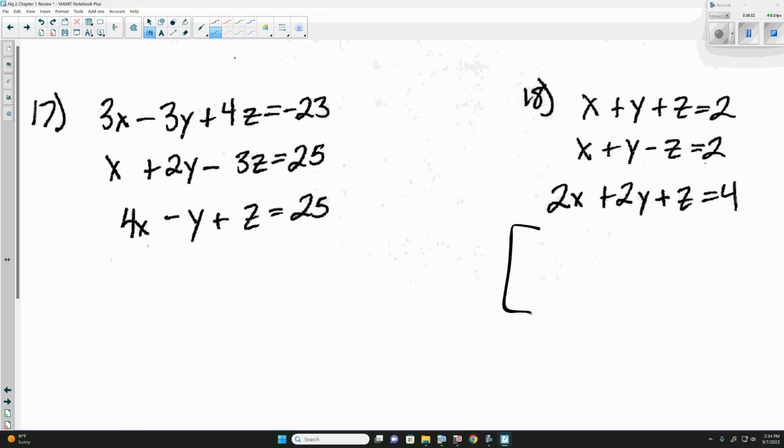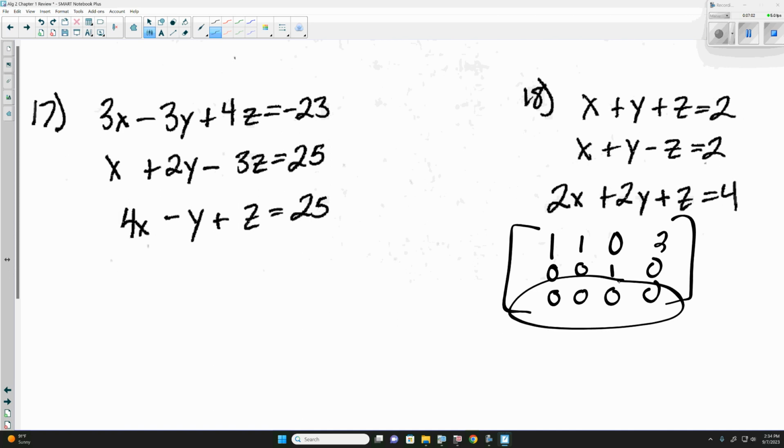So I think this one here is 1, 1, 0, 2, 0, 0, 1, 0, because the last row is all zeros. If the last row is all zeros, then it is infinitely many. If the last row is 3 zeros and a 1, then it is no solution.